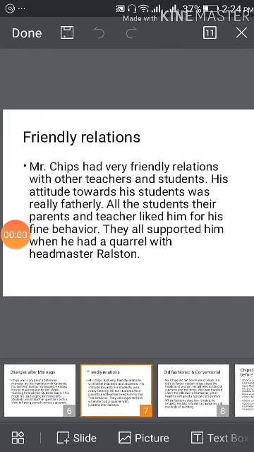Our next point: students and all the teachers and also the board of governors, which runs the administrative system of the school, supported Mr. Chips, and Mr. Chips remained so. Ralston wanted Mr. Chips to resign, but he refused. So in the end, with the support of students and the board of governors, he remained in his place.